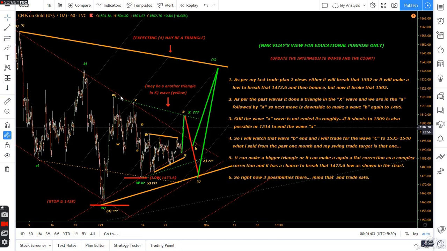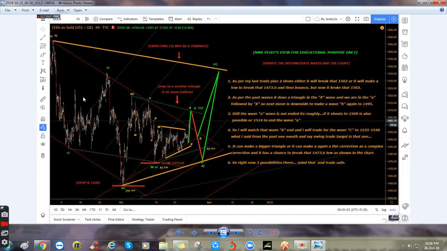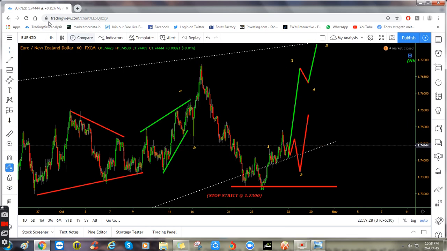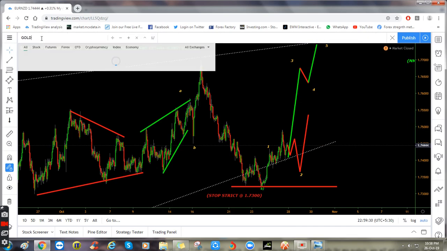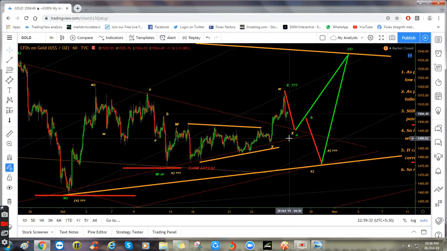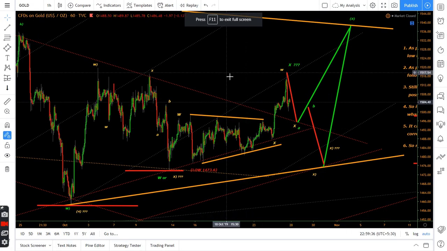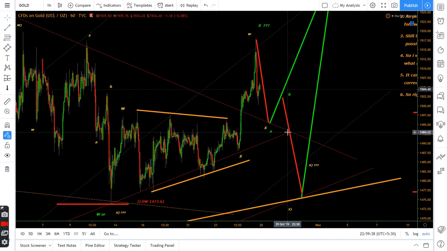1517 is the high, but it didn't break that 1519 high. This W high, it didn't cross that, and immediately it came down. It's nearly 200 and 1502 it came low. So we will move on to the live chart. So this is my gold chart according to the same analysis.